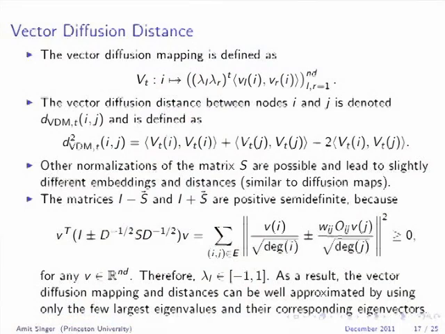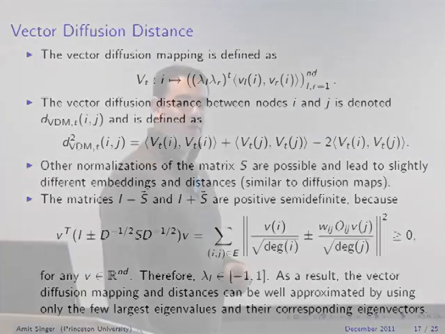Like we saw before, there are many different possible normalizations of the matrix S that can also be applied here. In particular, one can easily show that all eigenvalues of the matrix are going to be between -1 and 1. This is particularly useful because in reality we don't need all nd eigenvectors, since there is a very quick fall-off of the eigenvalues, especially once you raise them to the power of t. So in order to approximate the vector diffusion distances, you only need the few top eigenvalues and eigenvectors to get good approximations.